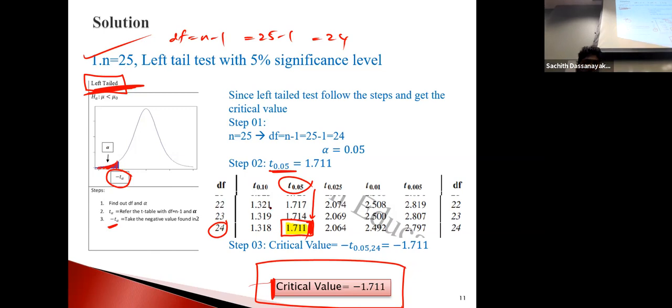It's not positive, this one. If this is a right tail test, then the value is positive, because your tail is on this side, so at that point your value is positive. Clear? So this is the way we write it. Since it is negative, put the negative sign in front of the t, so that you know it is negative.